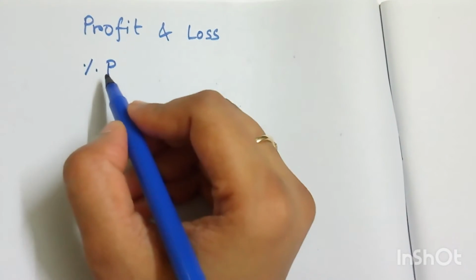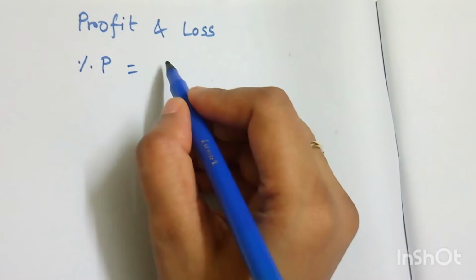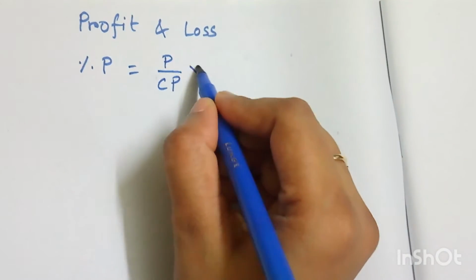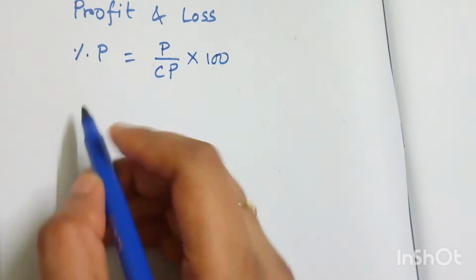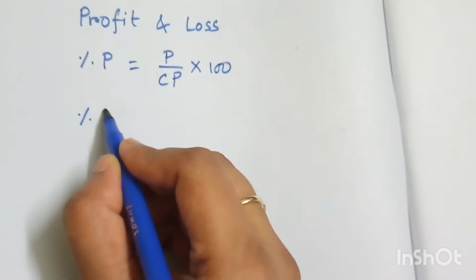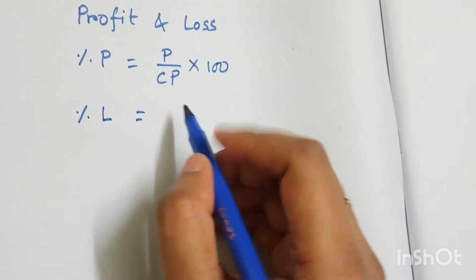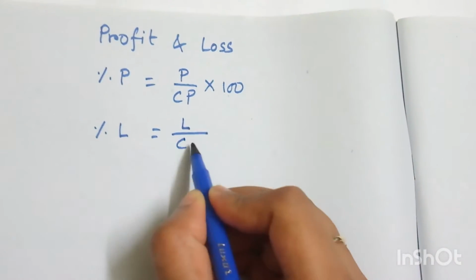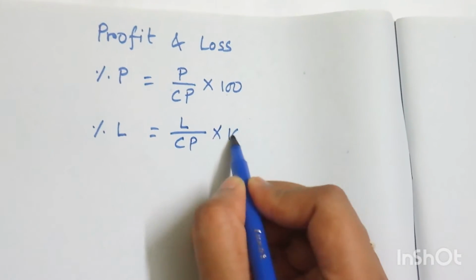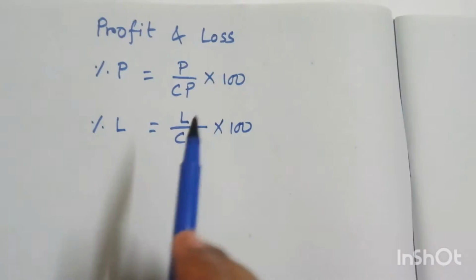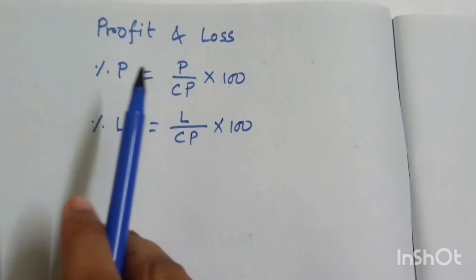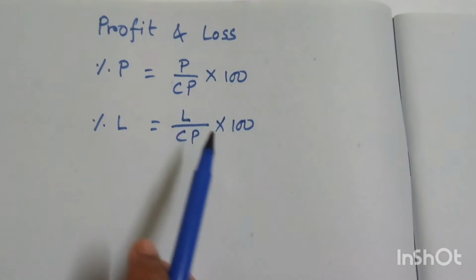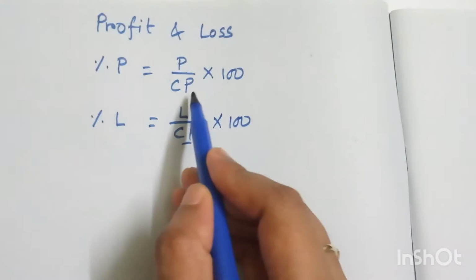So this is the percentage of profit. It means profit by cost price into 100. And percentage of L means percentage of loss. This is L by CP into 100. Remember that profit and loss are always calculated on cost price.